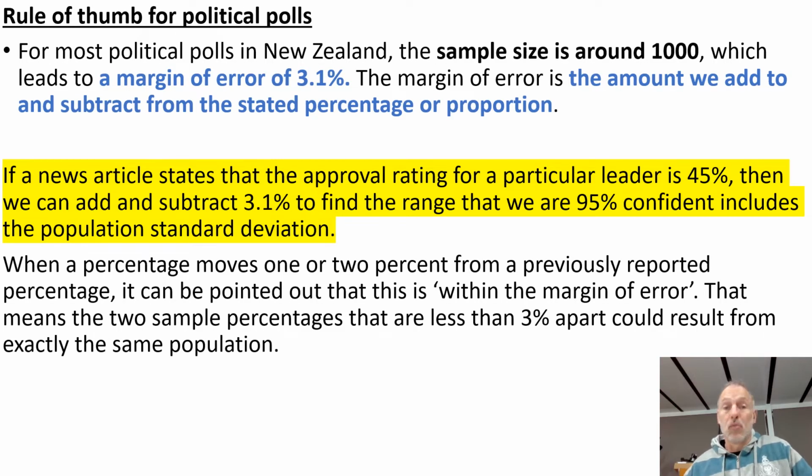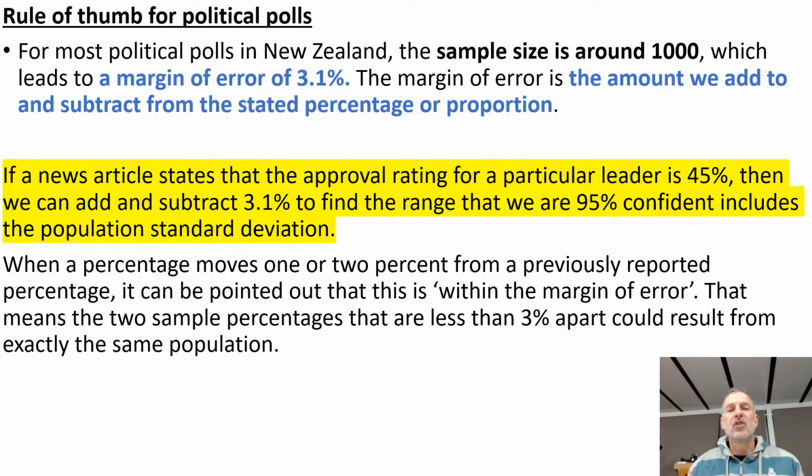There's a rule of thumb for political polls. For most political polls in New Zealand, the sample size is around 1,000, and that leads to a margin of error of plus minus 3.1%. The margin of error is the amount we add to or subtract from the stated percentage or proportion. So if a news article states that the approval rating for a particular leader is 45%, then we can add and subtract 3.1% to find the range that we are 95% confident includes the population standard deviation.